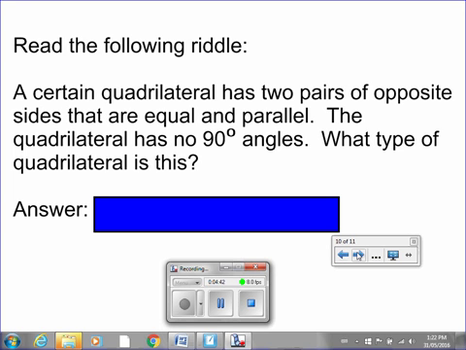I think you should put this video on pause so that you can reread this question a couple of times. Consider the clues that I've given you, and if you have an idea what sort of quadrilateral this is, jot down the name of it, and we'll talk about it in tomorrow's class.